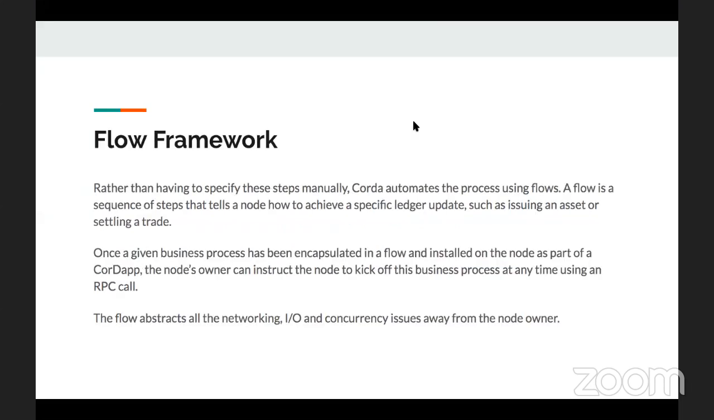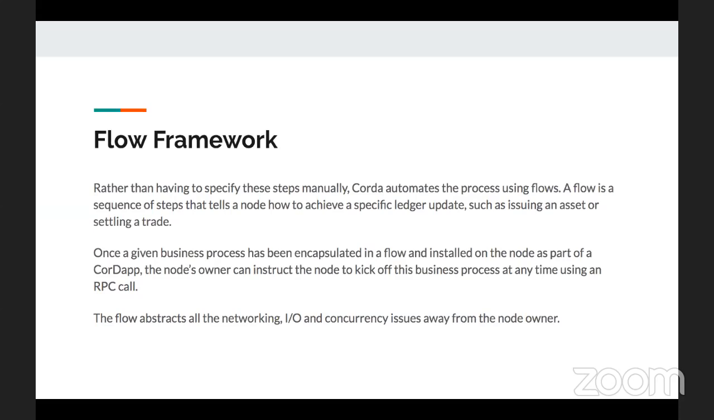Flow framework. So every flow is part of the flow framework. So this is an automation for the way we mentioned about how Corda implements the flow. It uses a framework called Quasar for executing the flow. Quasar schedules and it provides an automation, right? Corda automates the flow. A flow is a sequence of steps that tells a node how to achieve a specific ledger update.